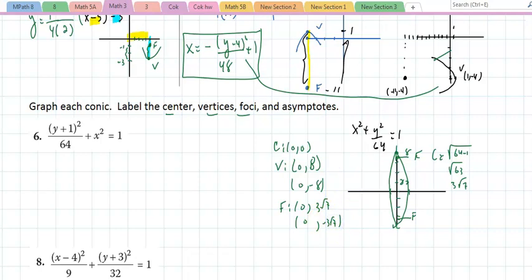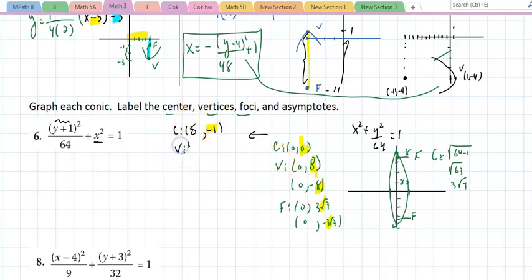Now when I get to the actual problem, guess what? I already have everything labeled. Before I even graph, I know the center is at what? The center is at 0, the opposite of that, negative 1. What does that mean? Add negative 1 to all of these values. And since you don't change x, everything else matches.